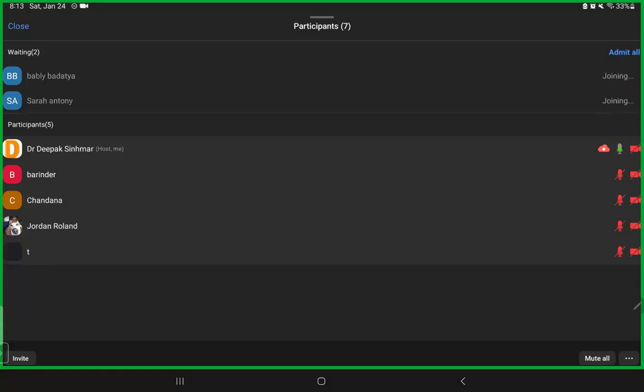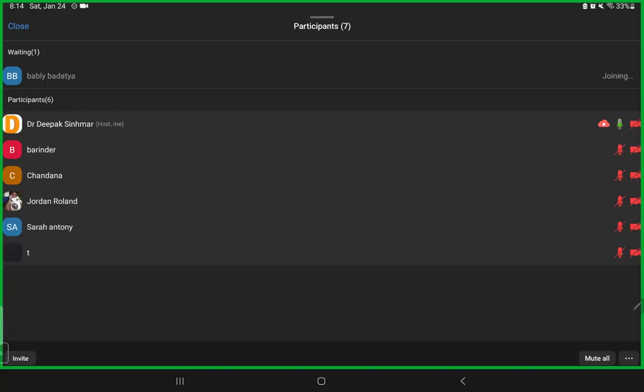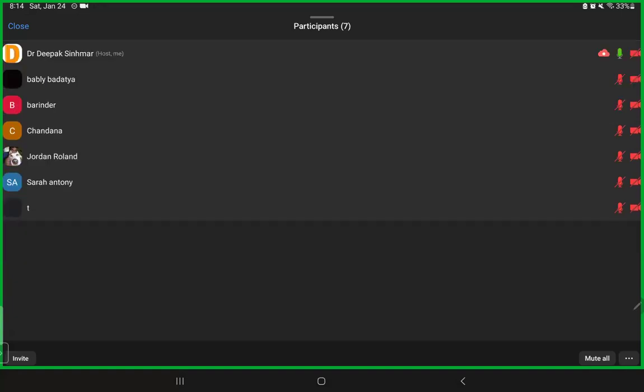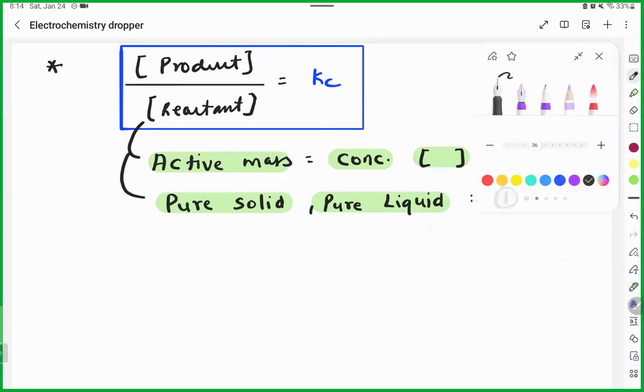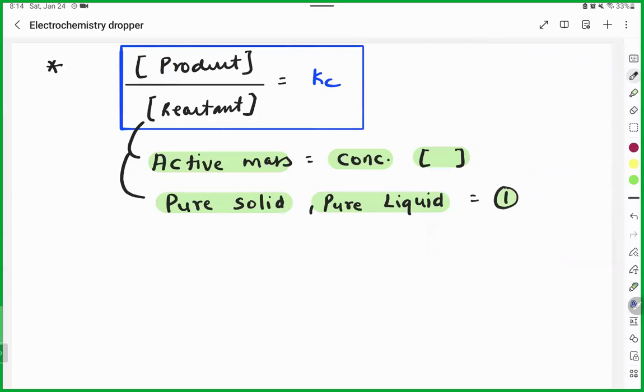Yeah, so guys, I think it's been almost 2 hours. This will be the last topic for us to discuss, and then we'll discuss a few questions. Okay. Move to the part. In case of chemical equilibrium, whenever you take a square bracket, it means active mass, or you can call it concentration. For pure solid and liquid, it is 1.